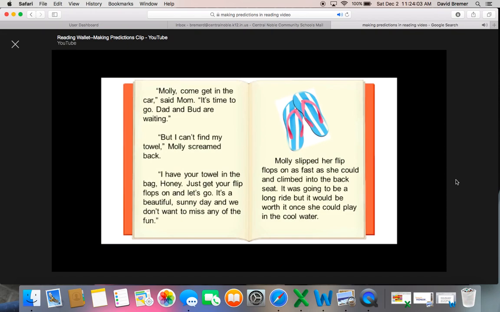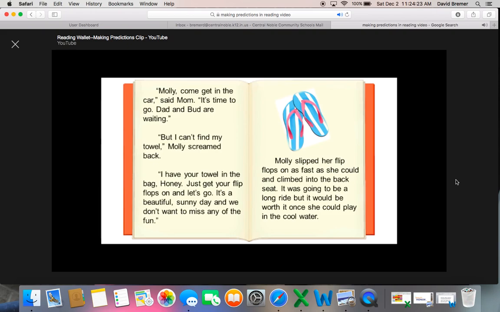Molly, come get in the car, said Mom. It's time to go. Dad and Bud are waiting. But I can't find my towel, Molly screamed back. I have your towel in the bag, honey. Just get your flip-flops on and let's go. It's a beautiful sunny day and we don't want to miss any of the fun.